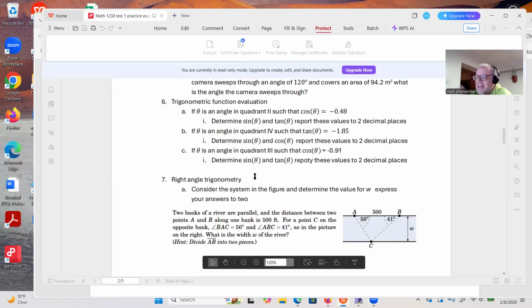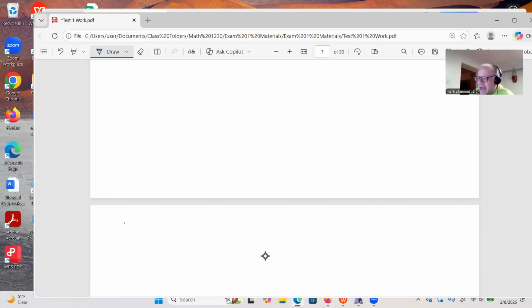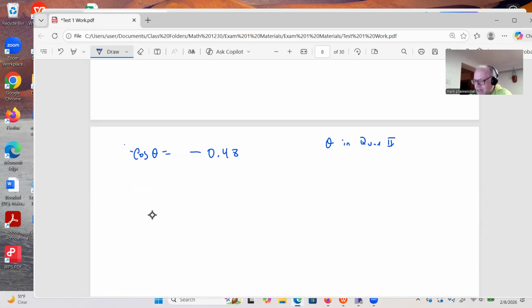So this number six. If an angle is in quadrant two such that the cosine is equal to negative 0.48, we're going to figure out the values of sine and tangent, and do everything to two decimal places. So we know that the cosine of theta is equal to negative 0.48. We know that theta is in quadrant two, and our job is to figure out what sine and tangent have to be.